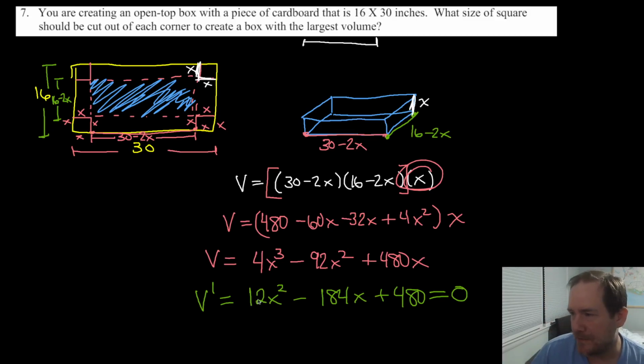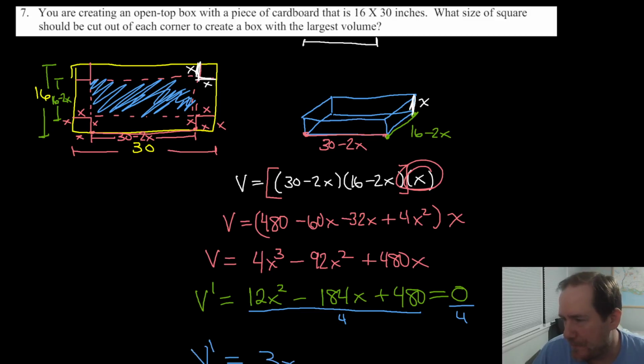And then I'd have what, 6 and 92 and 240, and so I could divide by 2 again, which means I can just divide by 4. I think 4 is the best we can do. So if I divide through by 4, then we land on a version of our derivative where v prime is 3x squared minus 46x plus 120, and that still equals 0.